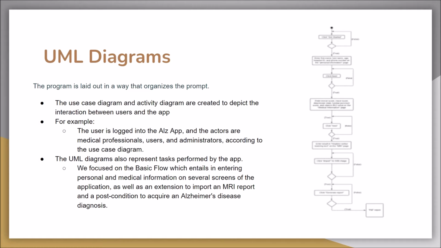UML diagrams. The use case diagram and activity diagrams are created to depict the interaction between users and the app at various stages in order to demonstrate the program's basic flow, which has an impact on many interface designs such as efficiency. The user is logged into the Alt app, and the actors are medical professional, users, and administrator according to the use case diagram.